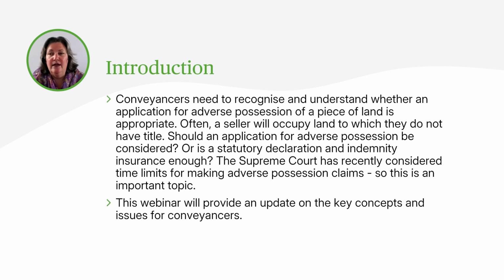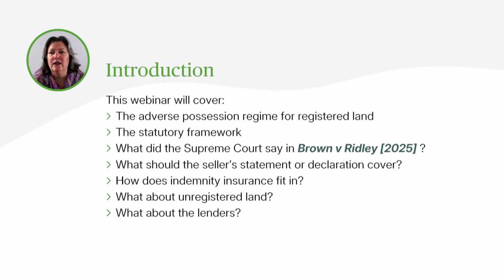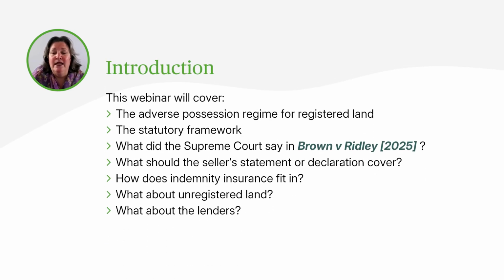So I'm going to provide an update on the key concepts and issues, obviously not an entire run through of every step you need to take, but really what you need to be looking out for and recognising. And what I'm particularly going to cover, therefore, is the adverse possession regime for registered land specifically. I will mention unregistered in passing, but most of the land in England and Wales is now registered, so that's what we will be looking at.